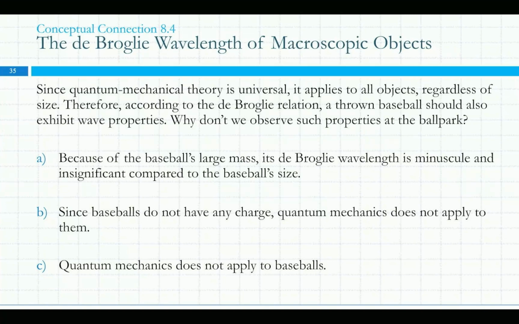It's not B, because for B, baseballs don't have any charge. That doesn't really matter. Quantum mechanics applies to neutrons, which don't have any charge. Quantum mechanics, again, applies to everything. It's universal. The reason it doesn't apply to baseballs, though, is the same reason it doesn't apply to me, that the wavelength is so small, it's minuscule compared to the size of the baseball, or minuscule compared to the size of a person.